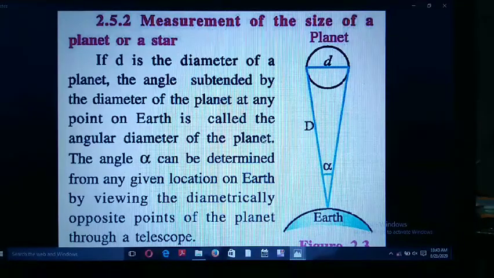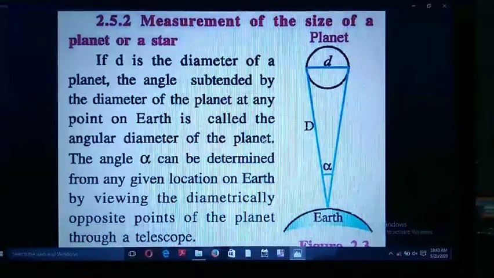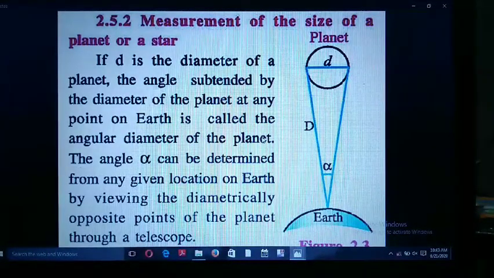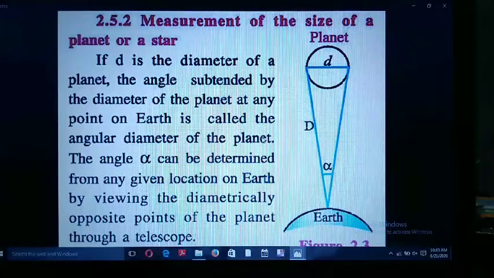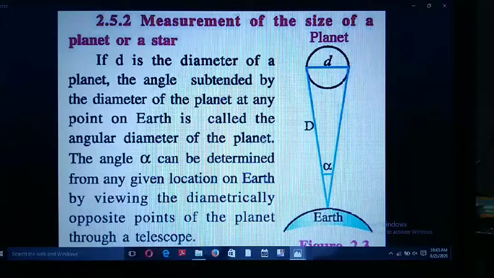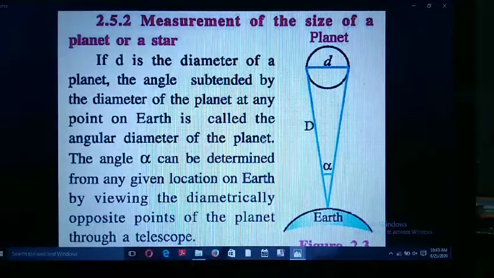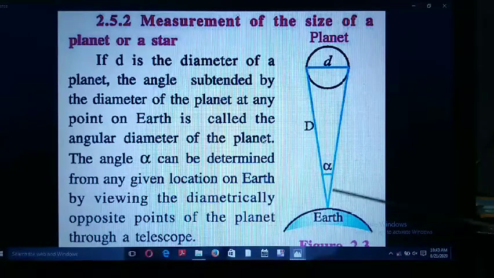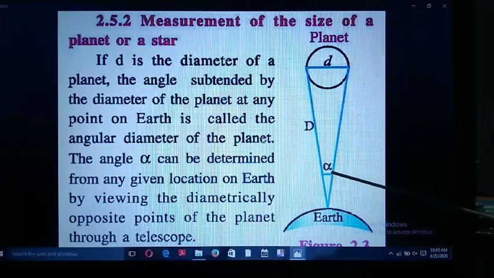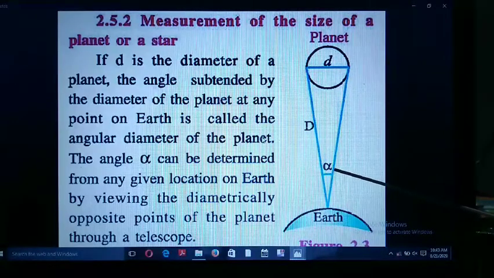Friends, our next method is measurement of the size of a planet or a star. Friends, in the parallax method we have two different observers at two different places. But in this method, we need only one observer. Suppose here one observer is available. With the help of the telescope, he finds out the angle alpha. Friends, here alpha is the angular diameter.